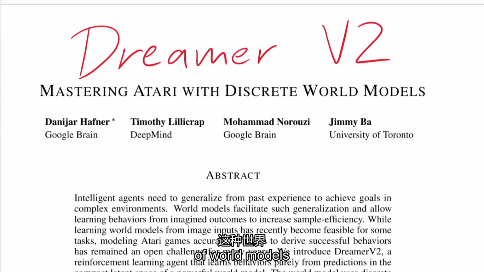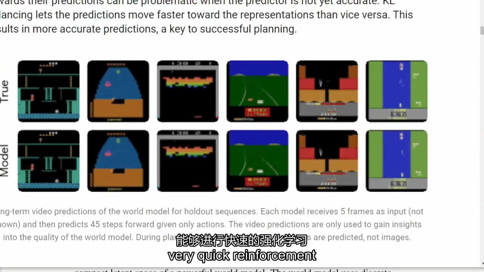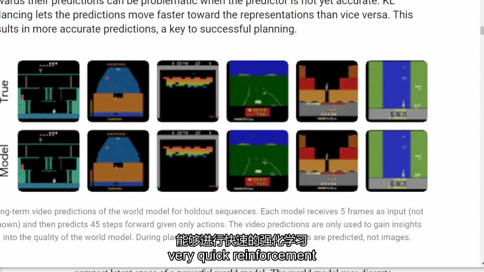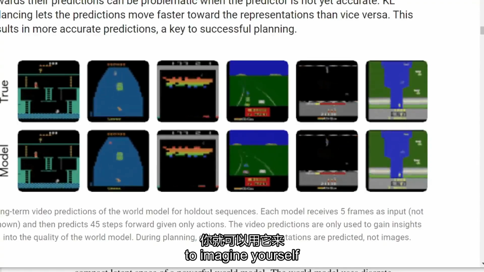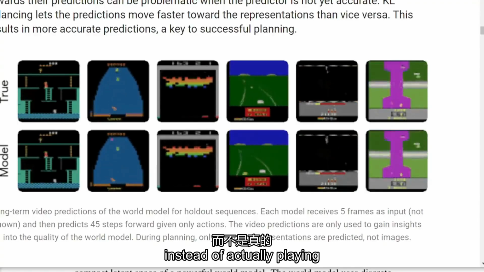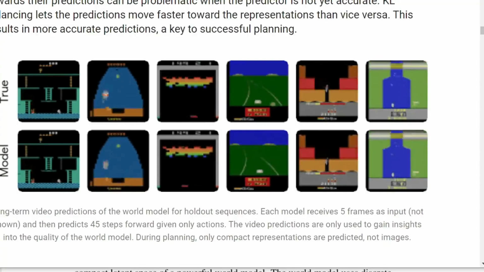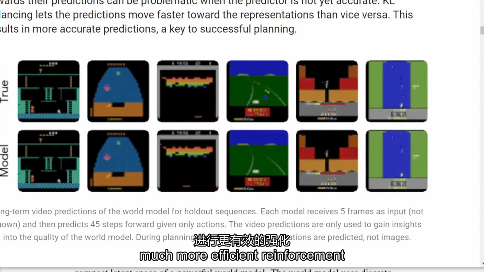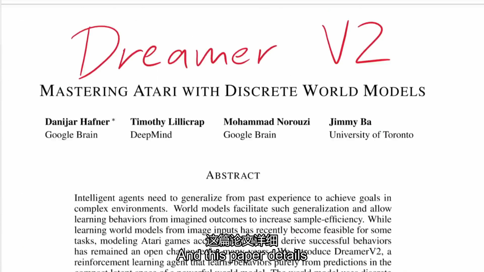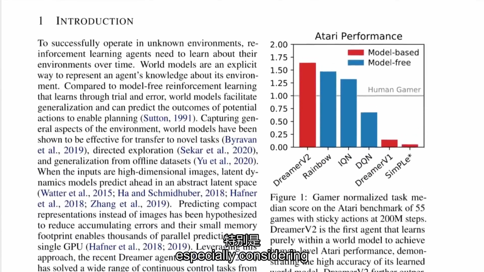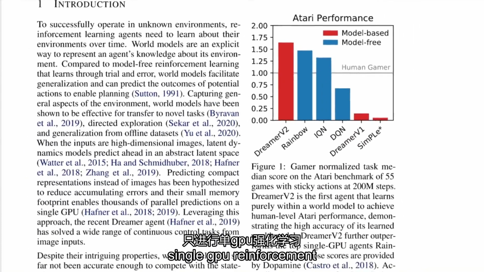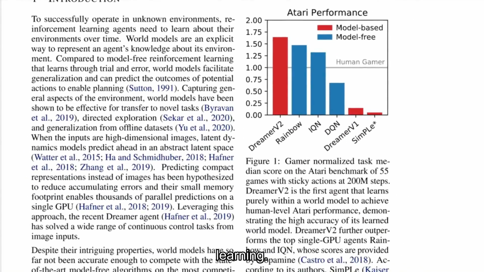So these kind of world models, they enable you to do very quick reinforcement learning. Once you have the model, you can use it to imagine yourself playing the game instead of actually playing the game. And therefore, you can do much more efficient reinforcement learning. And this paper details how to get an accurate world model for Atari, which was sort of out of reach until now, especially considering that they only do single GPU reinforcement learning.